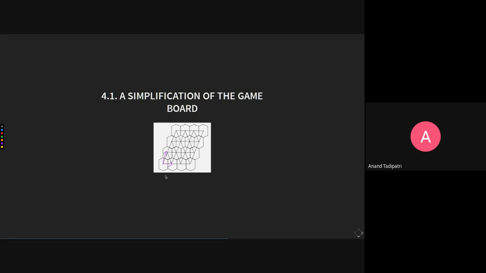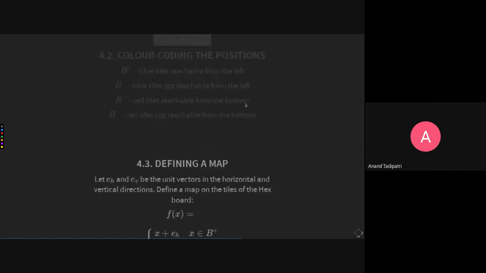So any point over here can be described uniquely as two positive integers, one describing its horizontal position and one describing its vertical position. In other words, these two vectors span the entire grid, this entire set of points. So let's call this unit vector EH and this one EV. Excuse my handwriting. This is EH and this is EV, and these are basically the unit horizontal and unit vertical vectors.